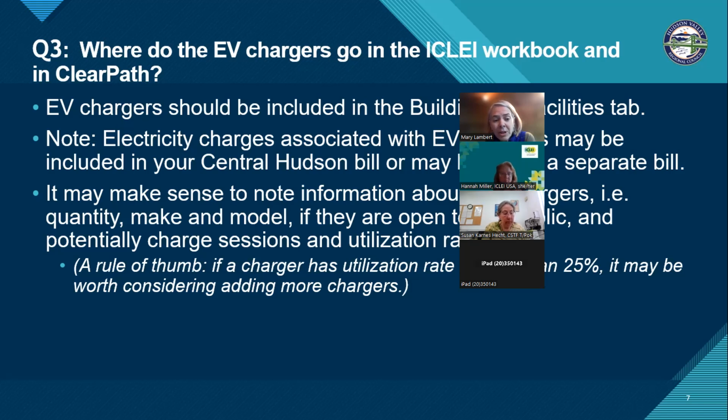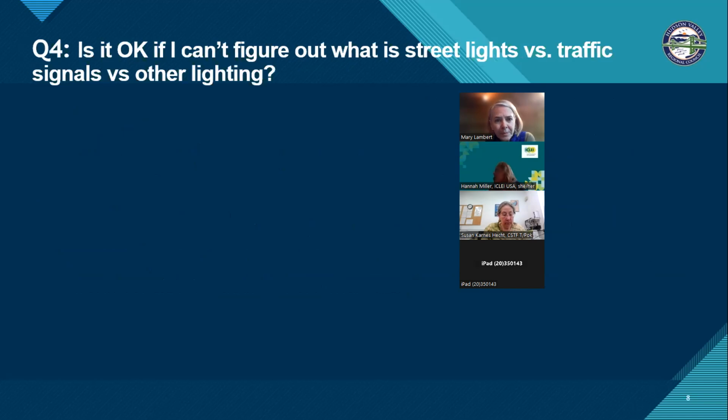Again, this is all optional, but when you get to the climate action plan, this is one of those things that might be helpful for you to track, because one rule of thumb is that if a charger has utilization rates greater than 25%, that's when you want to think about adding more chargers. Obviously, there are lots of factors that go into that decision, but again, it's just data that will help you manage your chargers and your emissions moving forward.